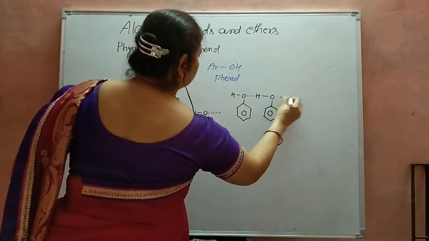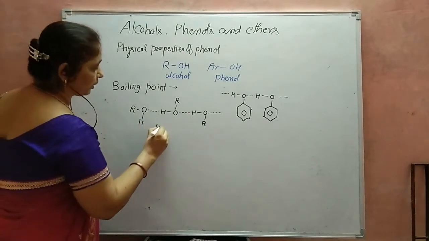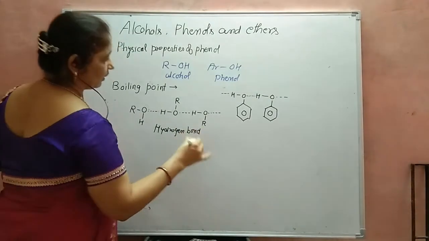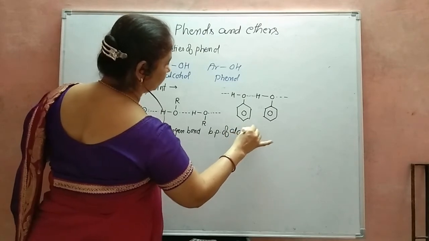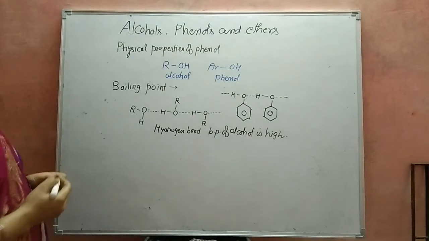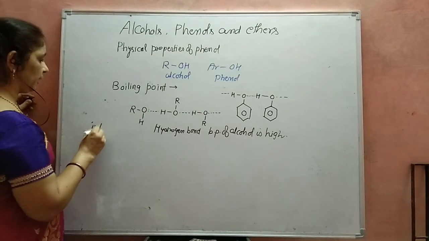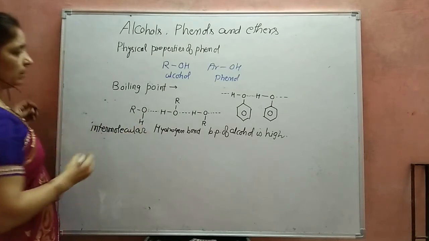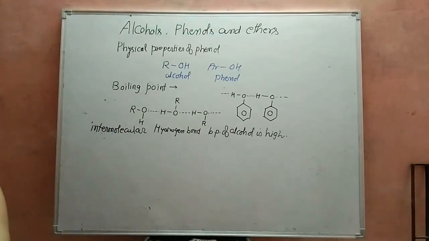Which bond is present? Hydrogen bond. That's why the boiling point of alcohol is high, due to formation of intermolecular hydrogen bonding. Which type of hydrogen bond is this? Intermolecular. आज से पहले पढ़ा था हमने what is intermolecular. Intermolecular hydrogen bond is present. That's why the boiling point of alcohol is high.